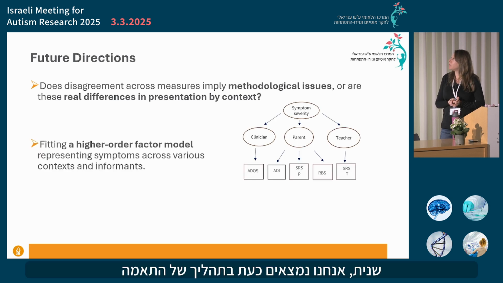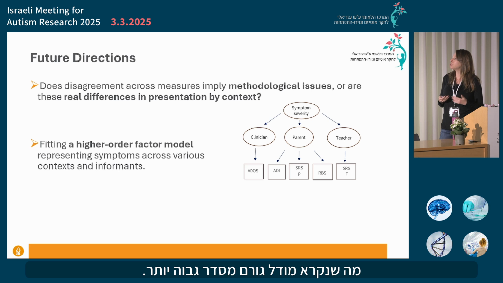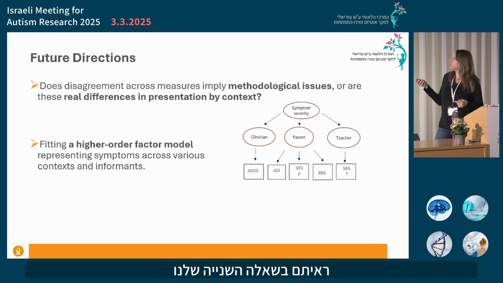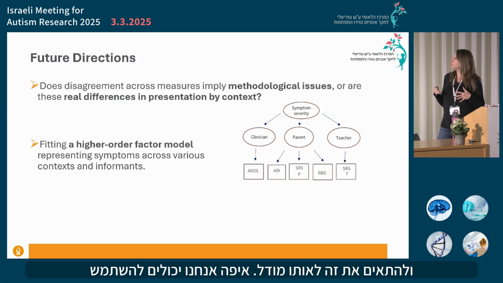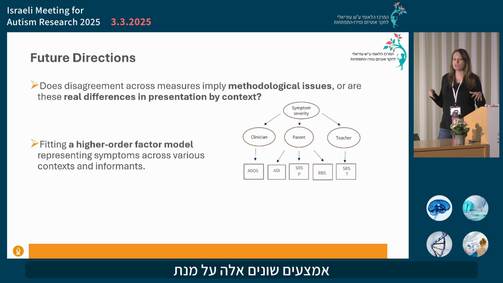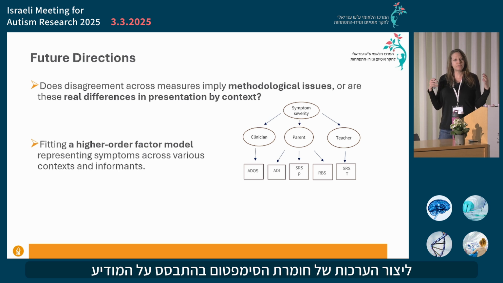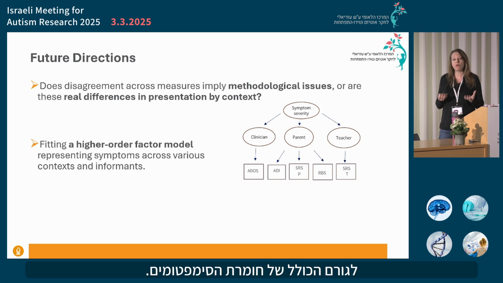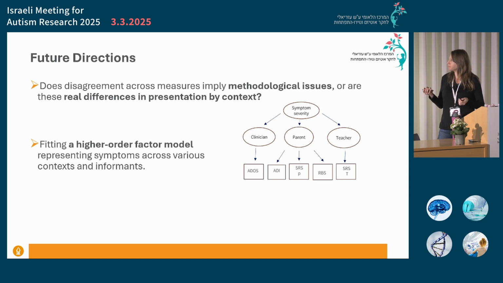Second, we are now in the process of fitting what is called a higher order factor model. So we want to take everything that you've seen in our second question and fit it into the same model, where we can use these different measures in order to create evaluations of symptom severity based on the informant and then load all these together, maybe equally, into an overall factor of symptom severity.